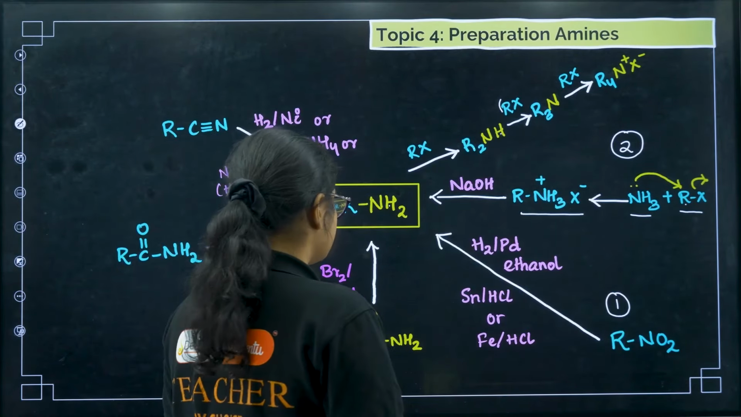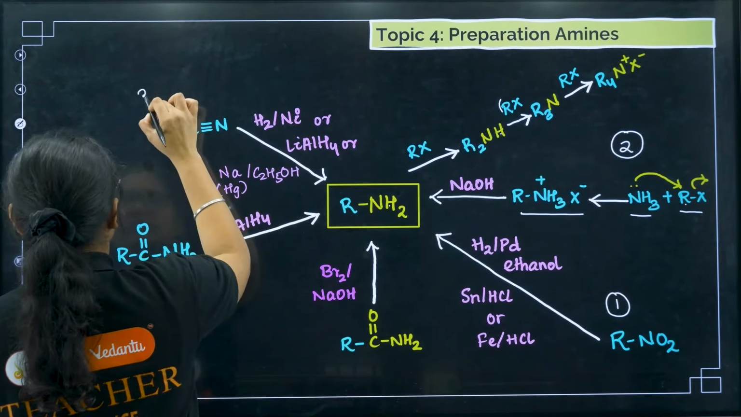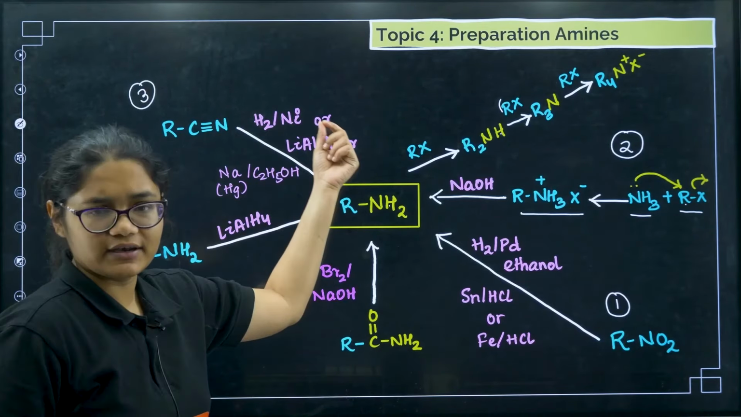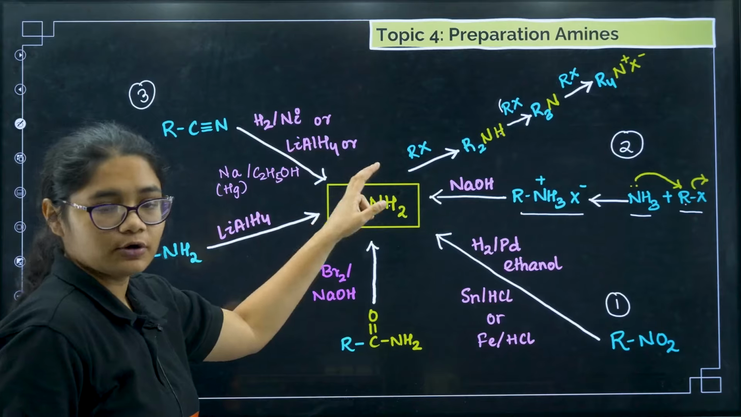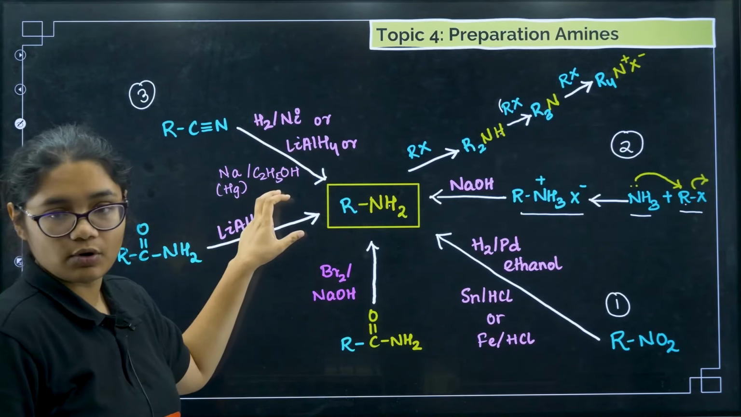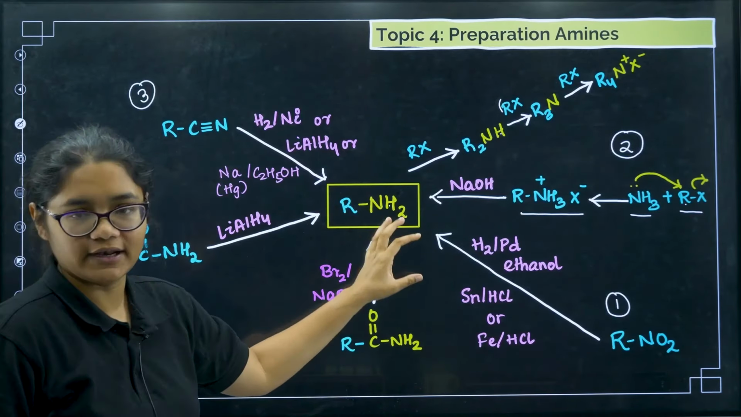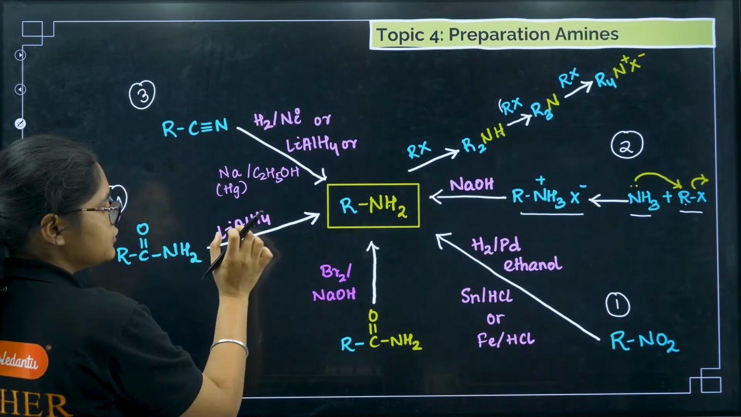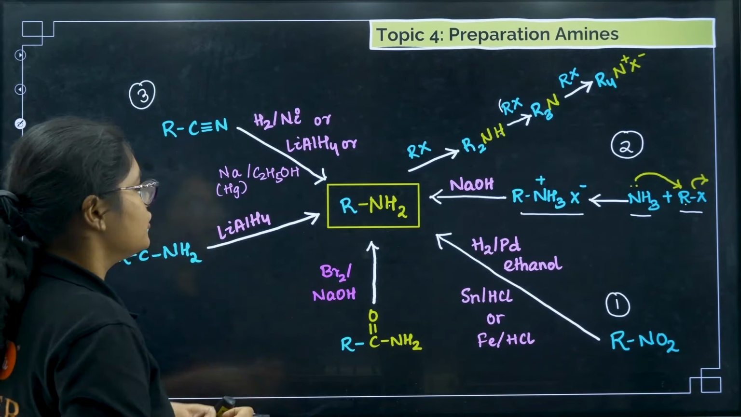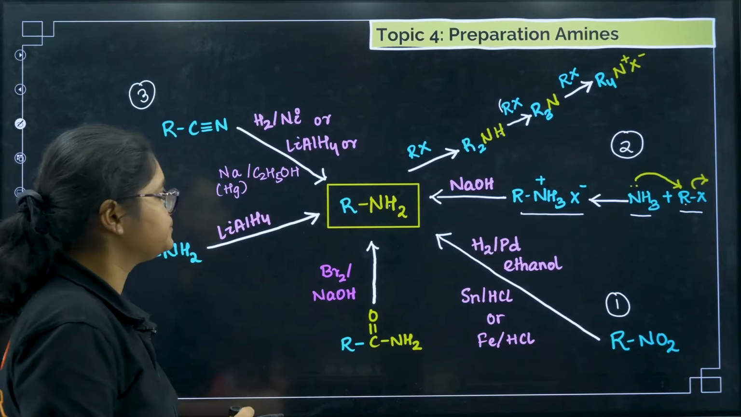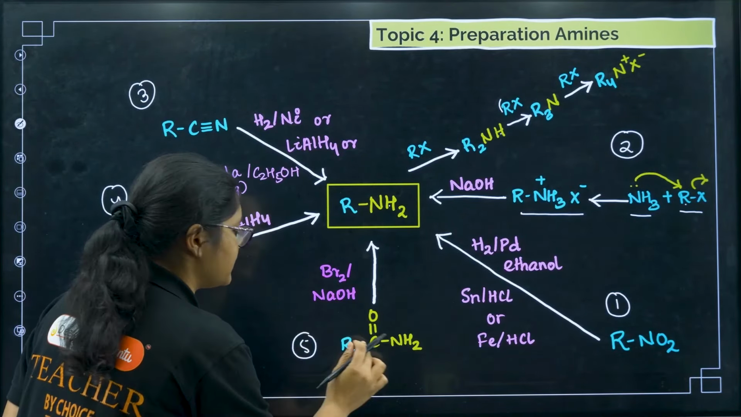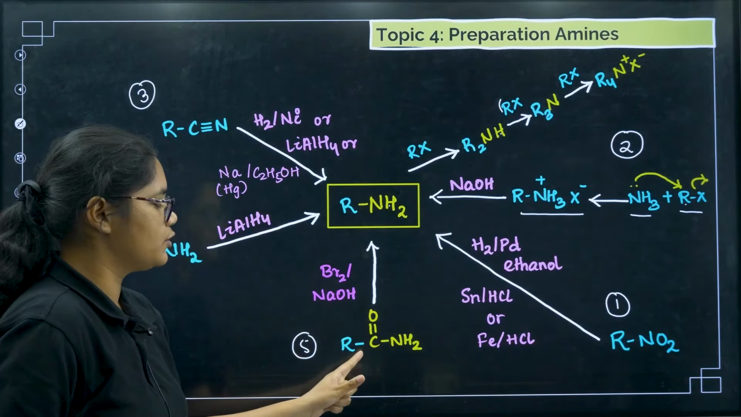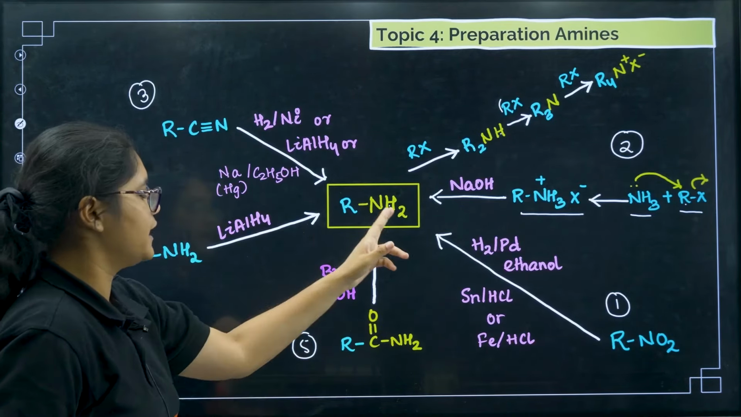Okay, now the next, third one is your reduction of nitriles. So nitriles, if you treat them with hydrogen and nickel or LiAlH4 or sodium amalgam in ethanol, then you will get RCH2NH2. And the next one is reduction of amides using lithium aluminium hydride, you will get RCH2NH2. Next, the fifth one is your Hofmann bromamide degradation using bromine and NaOH. This CO group will be removed and you will get RNH2.